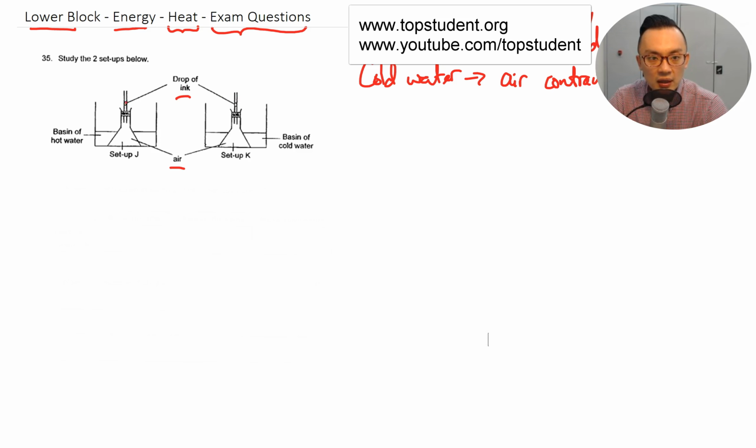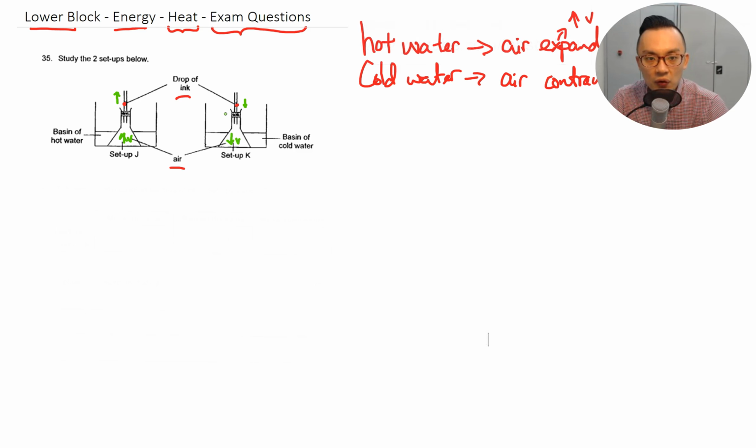If there's a drop of ink over here, they're going to ask you probably whether this ink is going to go up or go down, and why it is going to go down or up. If there's hot water, the air inside will increase in volume, and therefore the ink will be pushed upwards. And when there is cold water here, the air will reduce in volume, and therefore the ink will go downwards. So this is something that you must understand even before you read the question below. All right, let's look at this.